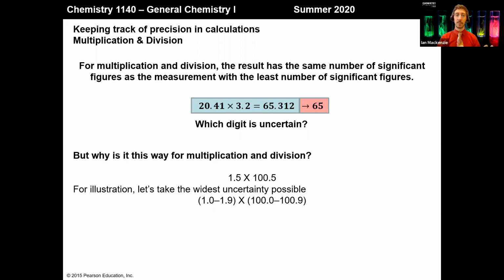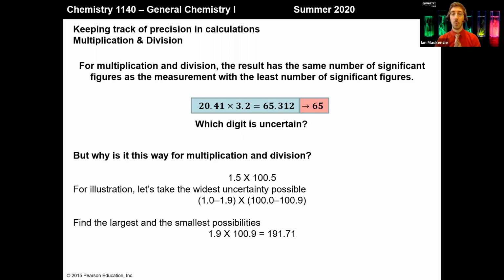So my possibilities are that I could range anywhere from 1.0 all the way up to 1.9, because that last digit is estimated. And 100.5 really could be anywhere between 100.0 and 100.9. Now, if I take the widest uncertainties, let's find the largest and smallest possibilities. The largest is if I take 1.9 times 100.9. That gets me 191.71. The smallest is 1.0 times 100.0, which just gets me 100.0.